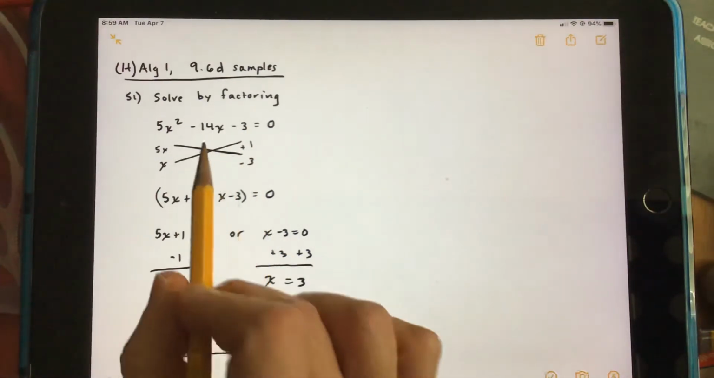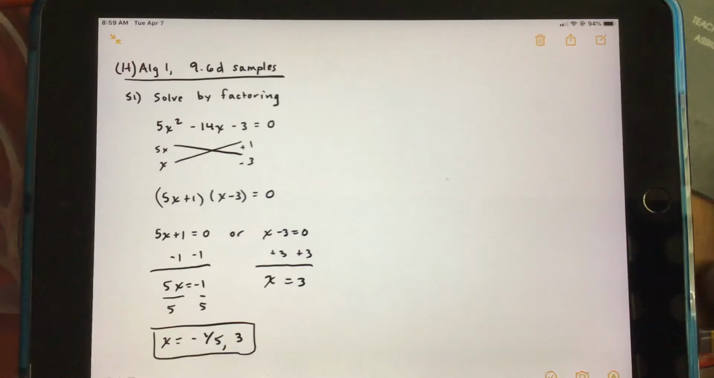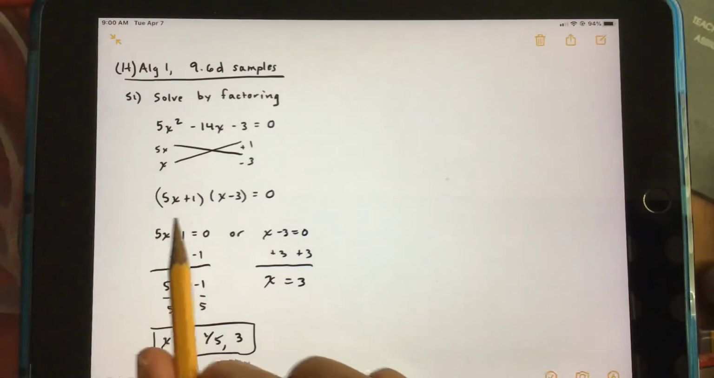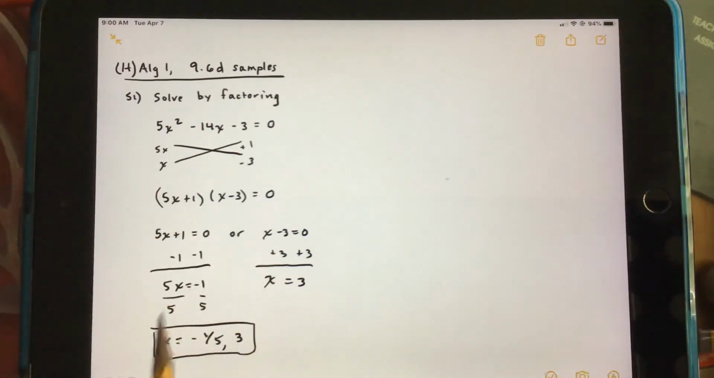It's important that we continue to go through our steps, showing all of the steps of our solution and not taking shortcuts. All right, now it's time to set each factor equal to 0 and solve both of those linear equations. And so we're going to subtract 1 and divide by 5 to arrive at x is negative 1/5. And over here, we're simply going to add 3, and that gives us the other solution, x is 3.